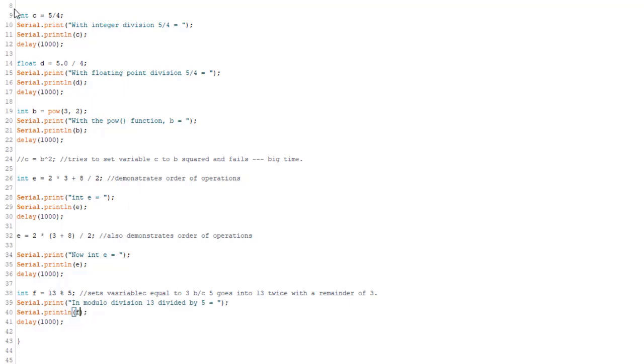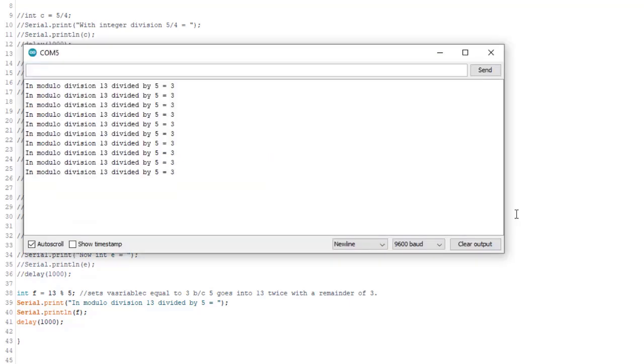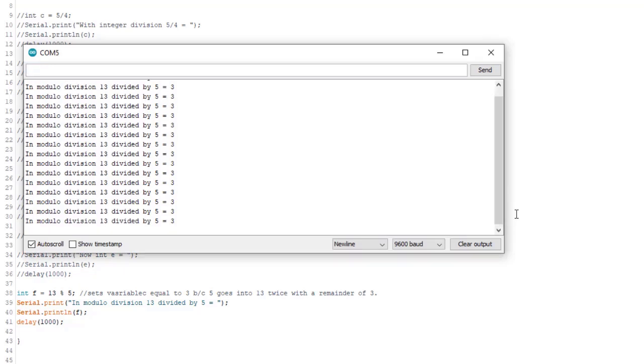I'm going to comment out some of these old lines of code because we don't want to go through the same things over and over again. Okay, let's upload it and see what we get. Here we can see that 13 modulo 5 is indeed 3.